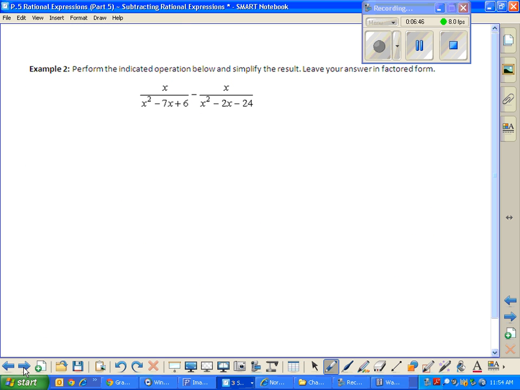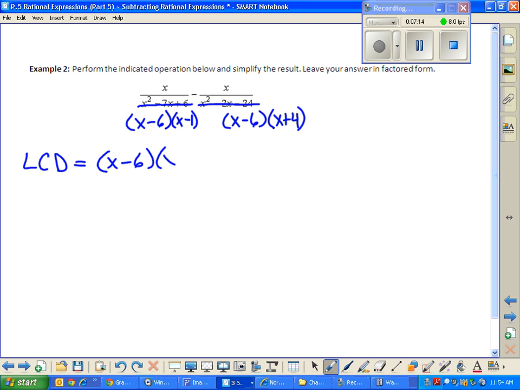I got to start by factoring my denominators. So that's what I did there. I then use my factored denominators to identify the LCD. So I'm going to bring down x minus 6 and x minus 1. And then do you see what's missing? What I didn't write yet? Good. That's my LCD. I then rewrite my problem.